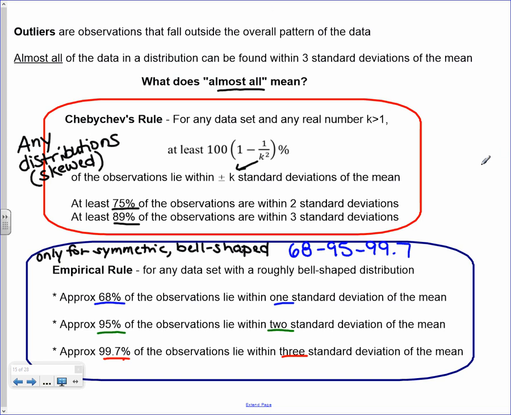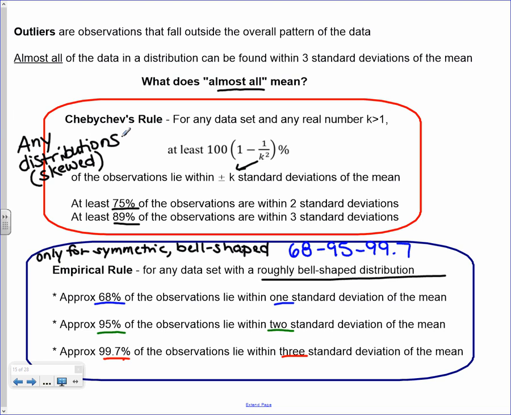The empirical rule is also called the 68, 95, 99.7 rule. For any data set with a roughly bell-shaped distribution, so we're talking about symmetric distributions here, approximately 68% of the data is within one standard deviation, 95% is within two, and 99.7% is within three.